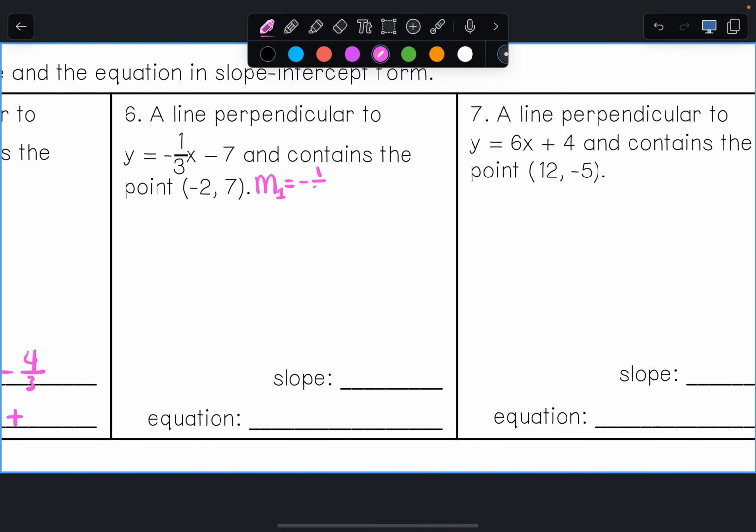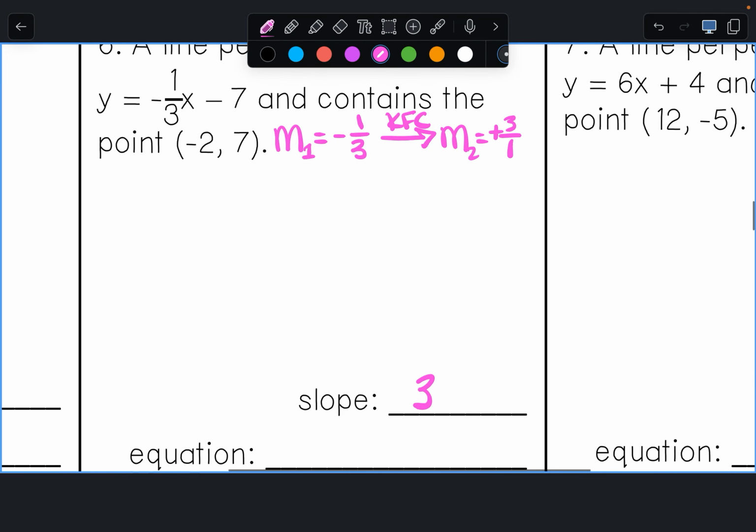Negative 1/3. So we use the opposite reciprocal to change it, and the slope of this second line is positive 3 over 1, which is 3. You flip those numbers. 1 over 3 becomes 3 over 1. Okay? Now, the point, we need the y-intercept, but the point that they give us, is it the y-intercept? No, it's a random point. So what can you use when you have a random point and a slope? Point slope form.